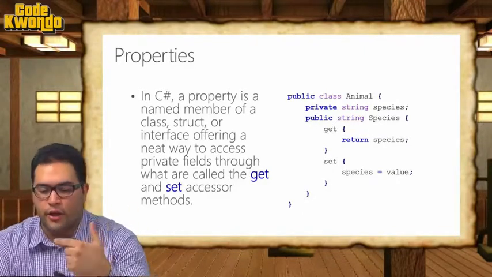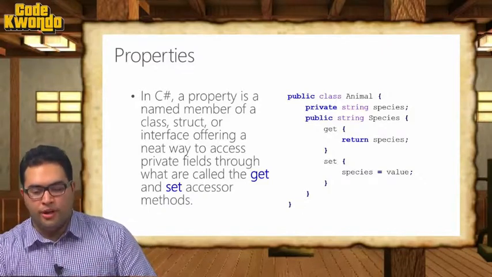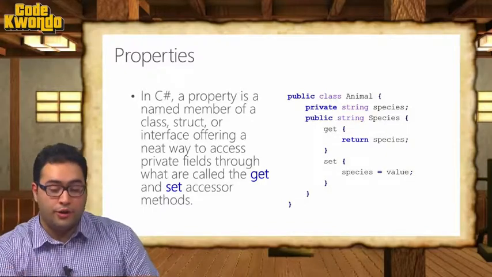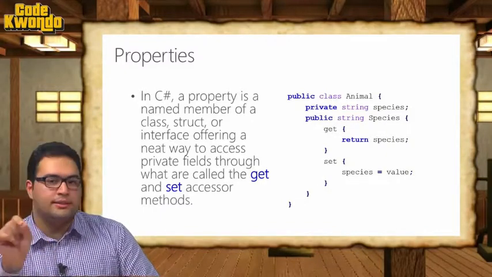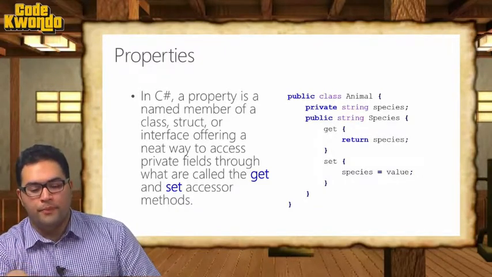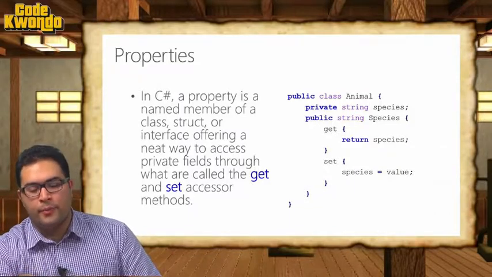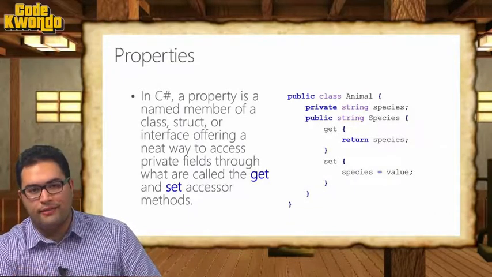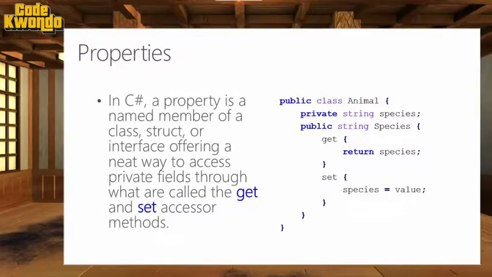So if you take a look at our example, we've got a public class called Animal, and we have a private variable called species. Normally you'd have to write a getter and setter, so getSpecies and setSpecies, to change that private variable. But in C# you can easily write a property with a get and set function, very condensed, and it will save you from having to write two different function declarations and two different function bodies.